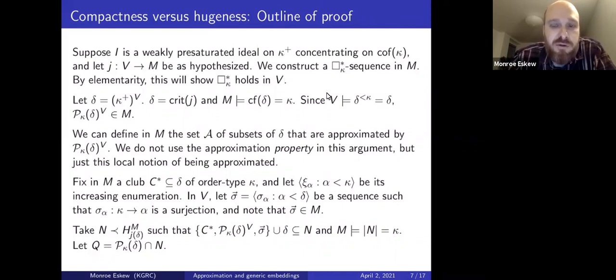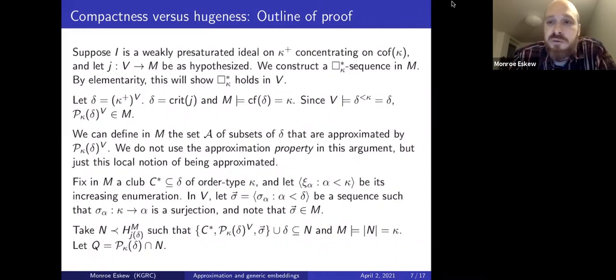Now we'll work in M and construct a weak square Kappa sequence. And the critical point of this map is Kappa plus. So this will reflect to V, showing that it already holds in V. Assuming the ideal is Kappa plus complete? That's part of the definition. Yes. So I'm assuming it's a normal ideal.